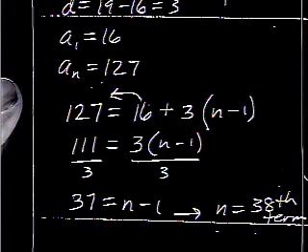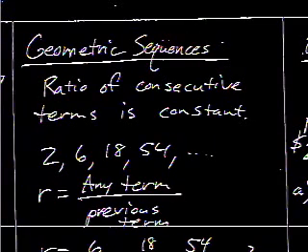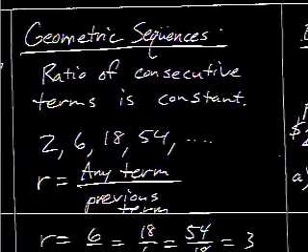is 38. We're talking about the 38th term of the sequence. Now, the other type of sequence that we dealt with last year was called the geometric sequence. Okay? So, it's a ratio of consecutive terms, and that ratio is constant. Instead of being a difference, it's a ratio. Yes, that means we're dividing. So, any term divided by its previous term has to come up with the same number.